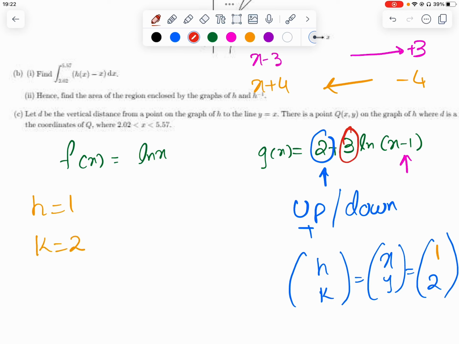And this number 3 indicates the stretch factor. So Q equals nothing but what? 3. So that's going to be the answer. Q is 3, H is 1, K is 2.